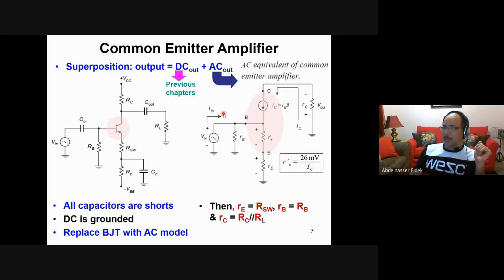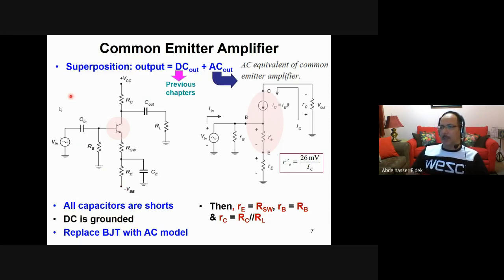Okay, so let us see how we solve it. We'll solve it, as I mentioned before, using DC and AC. In DC, we do it like in the previous chapter. AC, we will do it in this chapter. So in this chapter, we calculate IC. When we calculate IC to calculate RE prime, we use the DC solution.